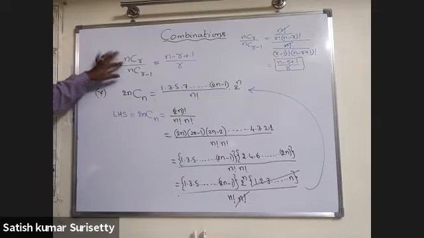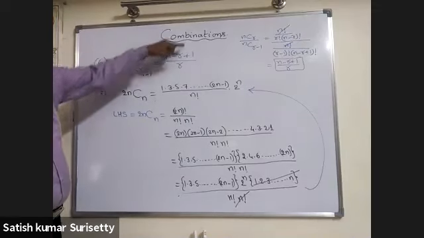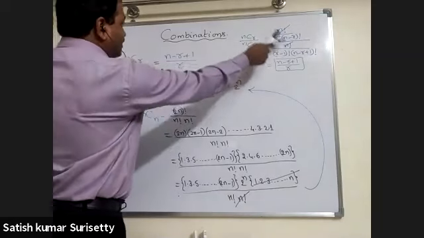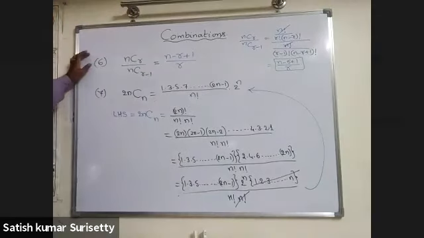So nCr upon nC(r minus 1) is (n minus r plus 1) upon r. You can prove this using factorial notation and then simplify. Then you will get (n minus r plus 1) upon r.